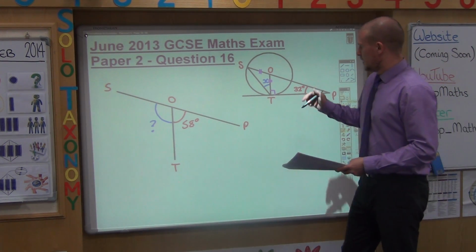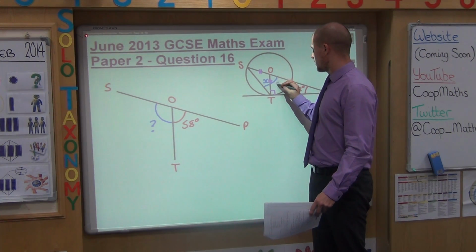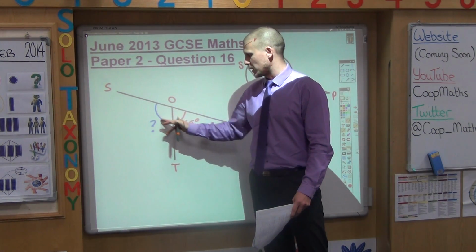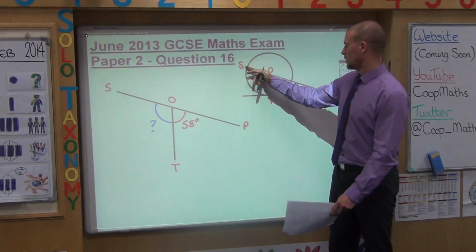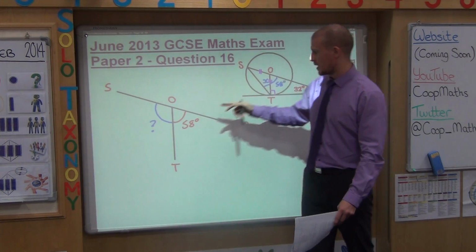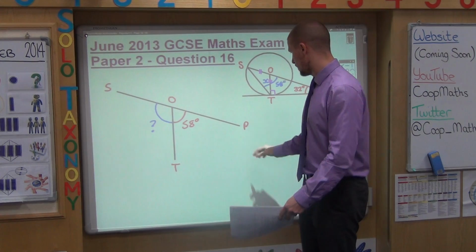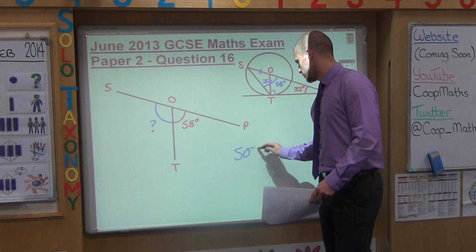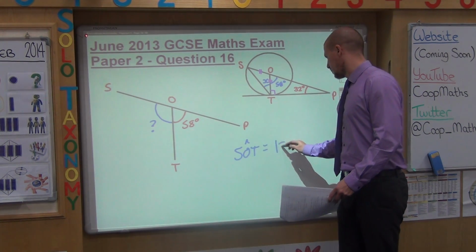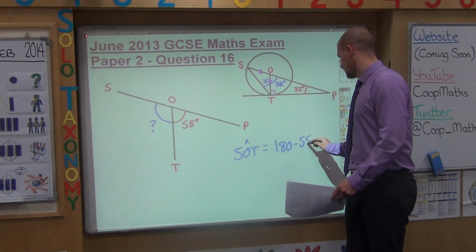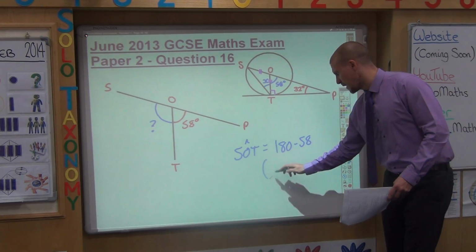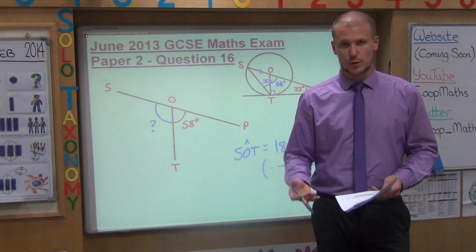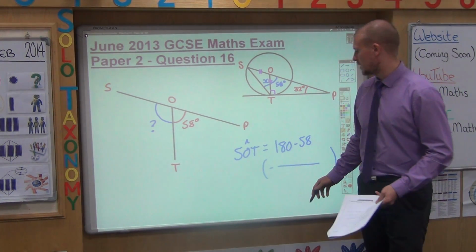Okay. Next, we have this is 58. Moving on from there, we can figure out the size of that angle there. Along the line SOP being straight, these two angles add up to 180. So the angle SOT is going to be 180 take away 58. And the reason we can do that, explain that afterwards, is because angles in a straight line add up to 180. So angles in a straight line add up to 180 degrees.